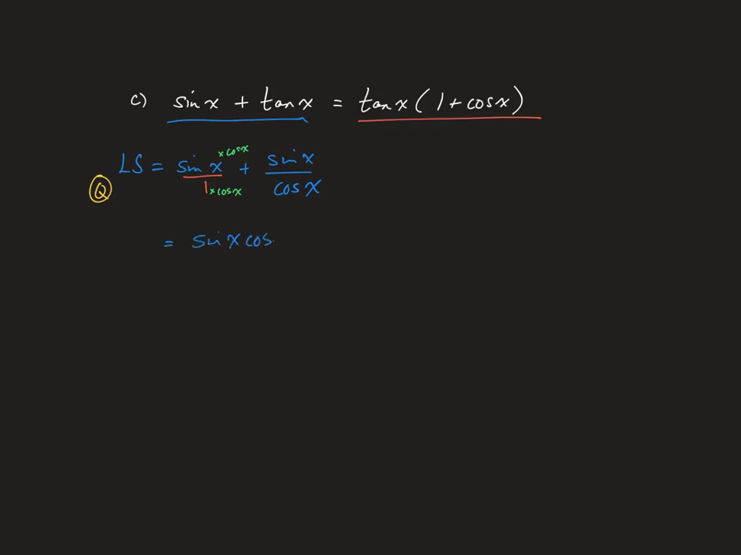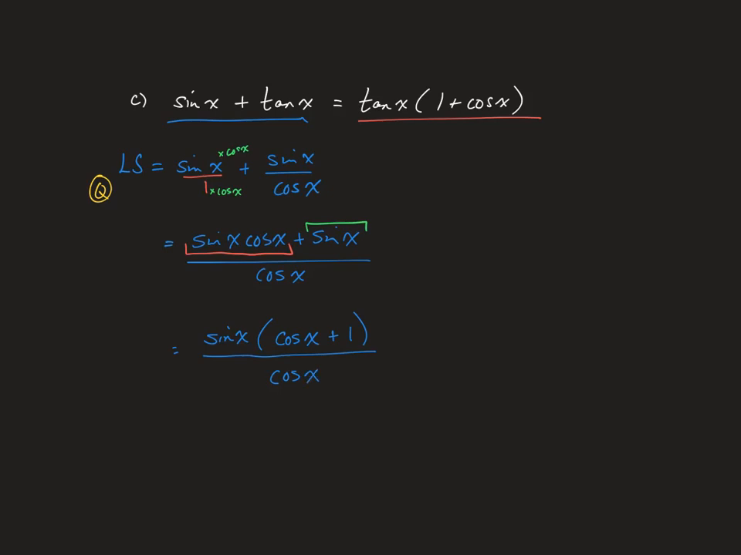On top I have sine x cos x plus sine x, all over cos x. In my first term there is a sine x, and in my second term there is a sine x, so I'm going to common factor out a sine x. What would I be left with from the first term? I'd be left with a cos x. What would I be left with from the second term? A positive 1.